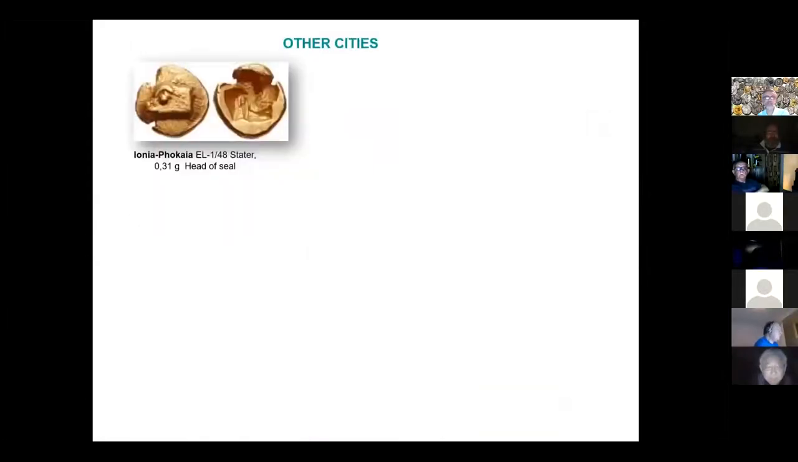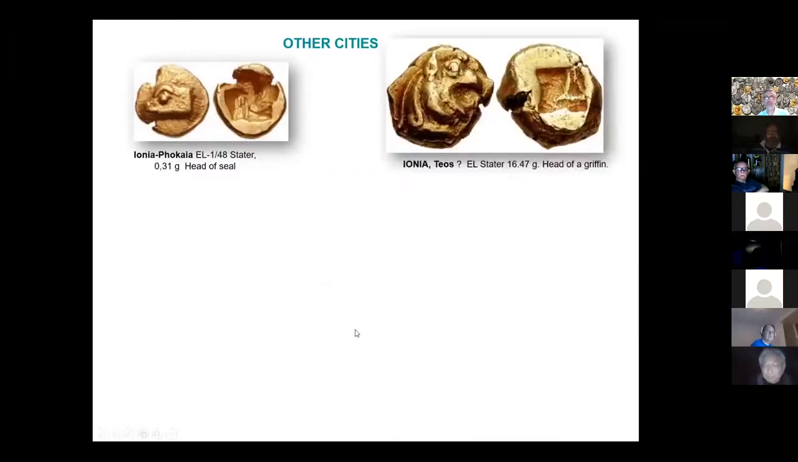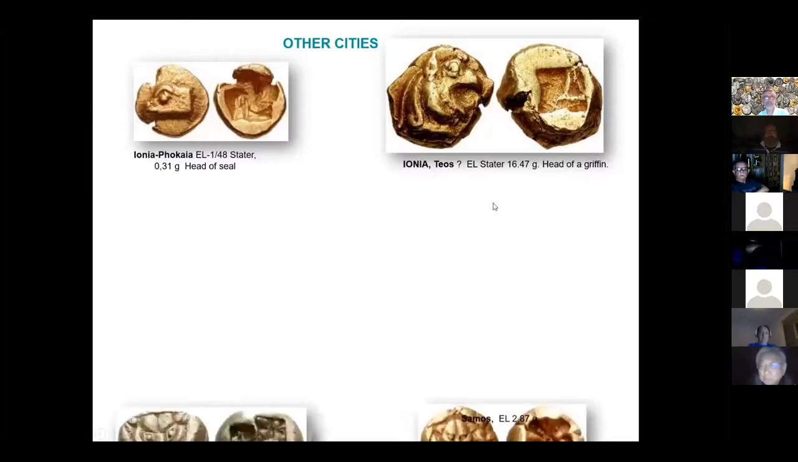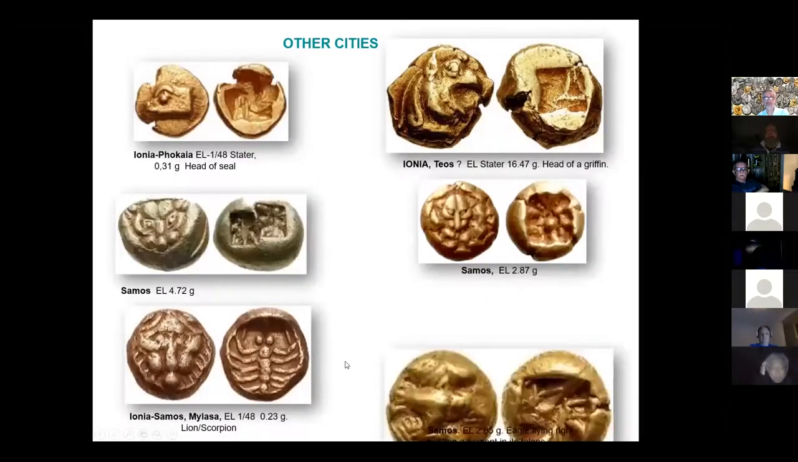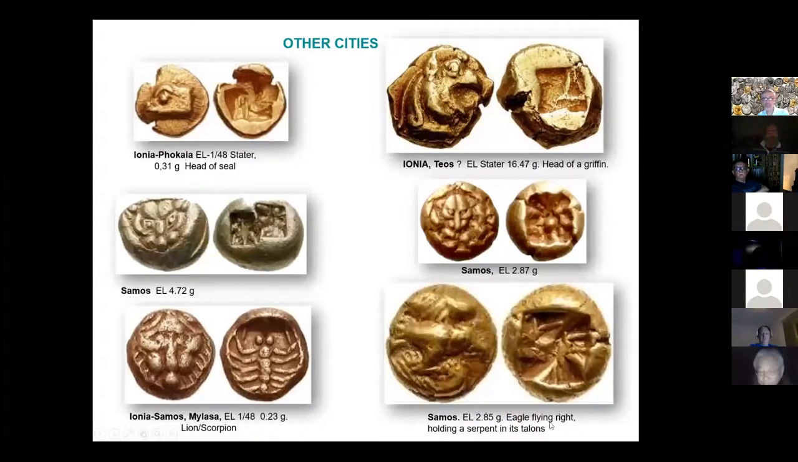Many other cities were identified minting coins. Phocaea is one of them. And this is almost certainly Teos, because we have the same head of a griffin on the coinage of Teos struck later. Samos, mostly facing lion figures. And this one is really interesting. Eagle flying, wings spread, an eagle seen from above, holding a serpent in its talons.